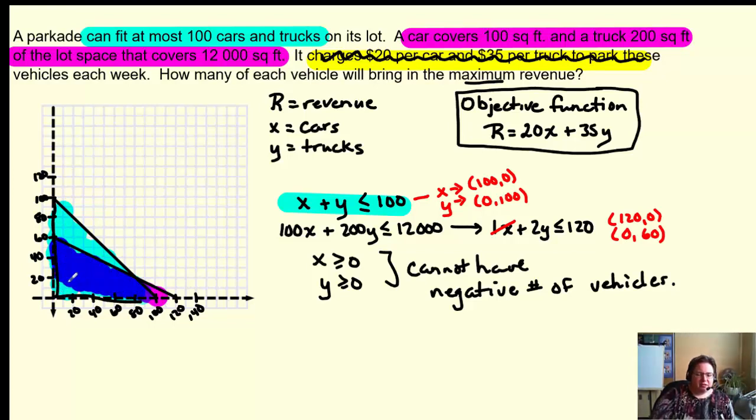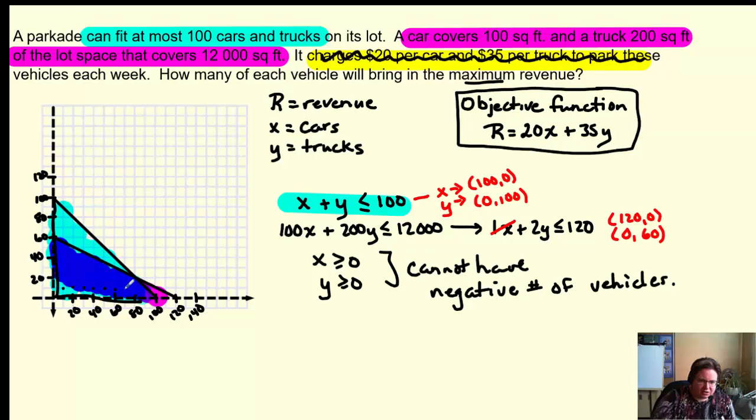So my next question that I need to ask is, is this data discrete or continuous? Well, my x and my y deal with the number of cars and trucks. Does it make sense to have a decimal number of cars and a decimal number of trucks? No, it doesn't. I either have the car or I don't. I don't have 0.2 of a car. So this region down here has to be stippled.